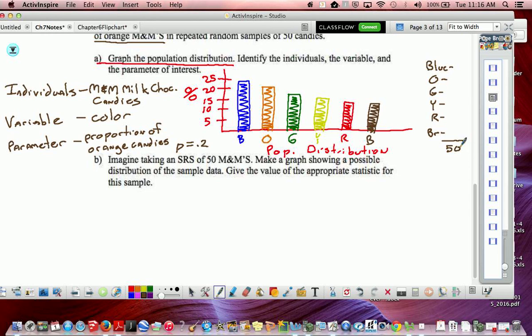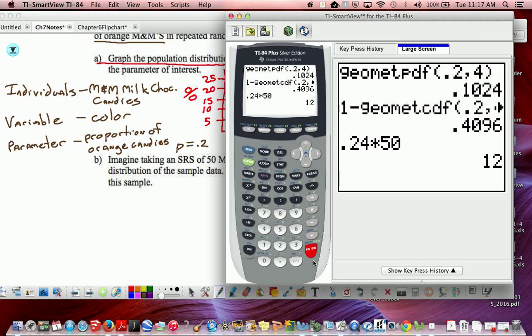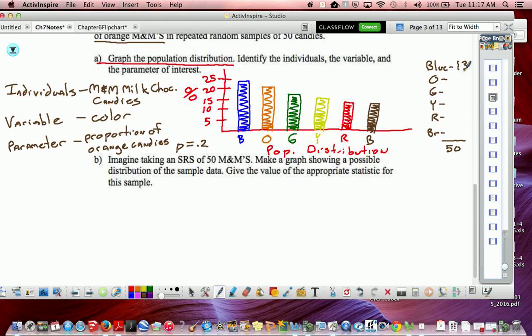So if I were to imagine how many blue candies might be in my bag, how many blue would you expect to be in there, roughly? What percentage would we expect? According to the population, we should have 24%. So, what's 24% of 50? We would expect 12, but could we have some variability? Sure. So give me a number around 12. 13, all right.